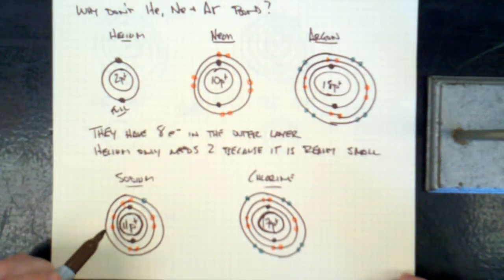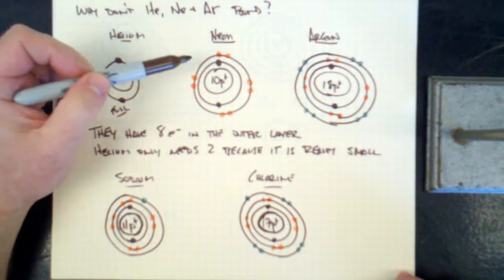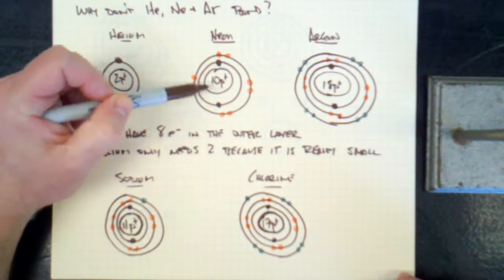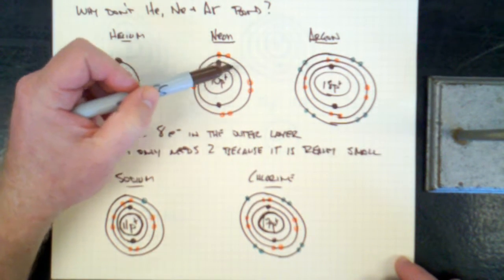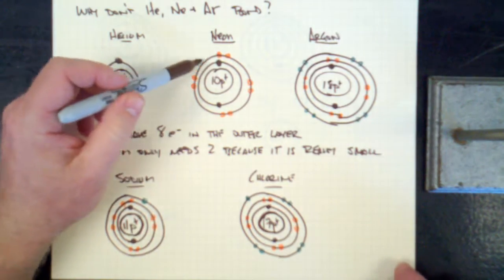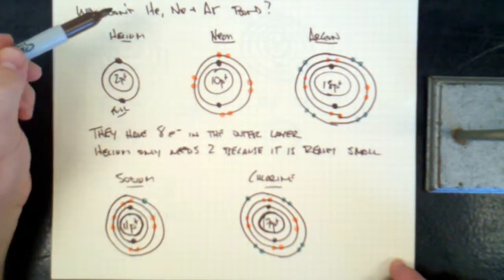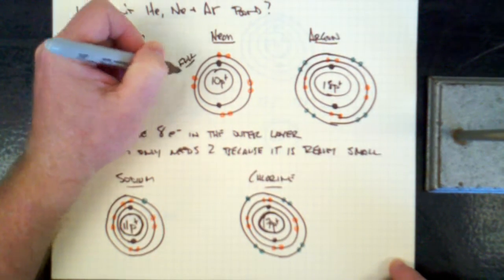It's full. Now we take a look at neon. Neon has 10 protons, and therefore it's got 10 electrons to balance out the 10 protons. So we have 1, 2, 3, 4, 5, 6, 7, 8, 9, 10, 10 electrons. But look, this outside layer has 8 electrons in it. So therefore it's full as well.